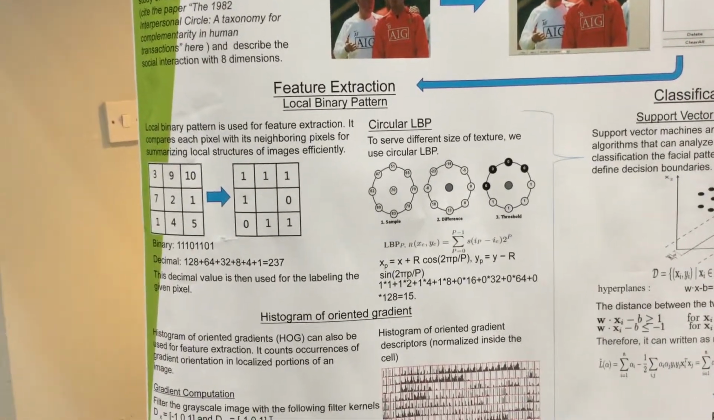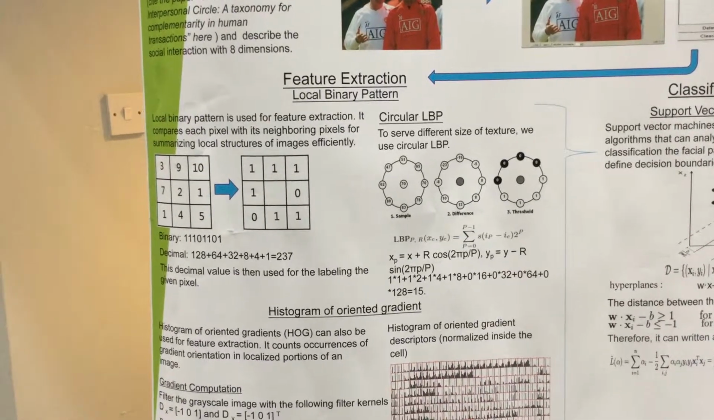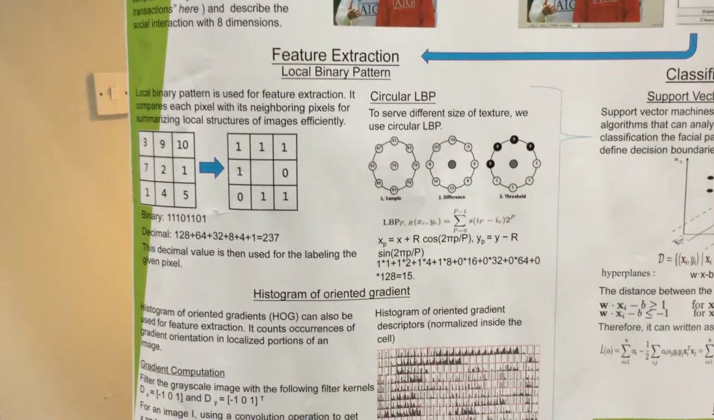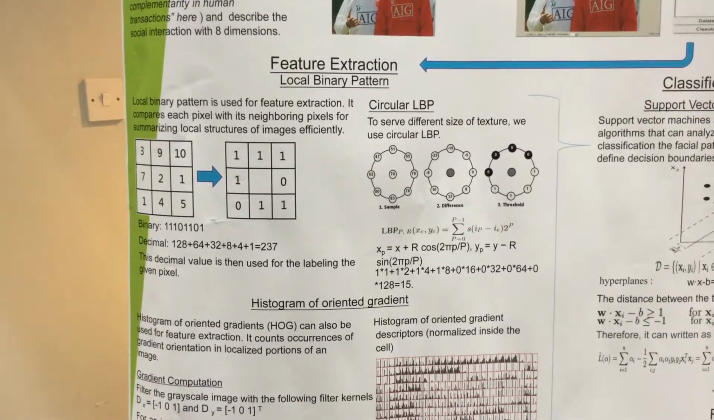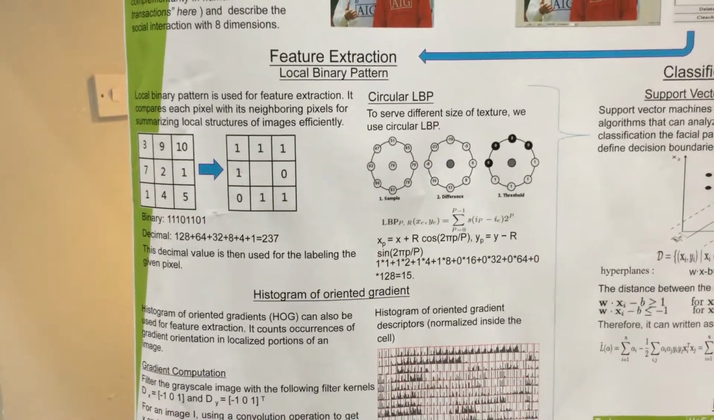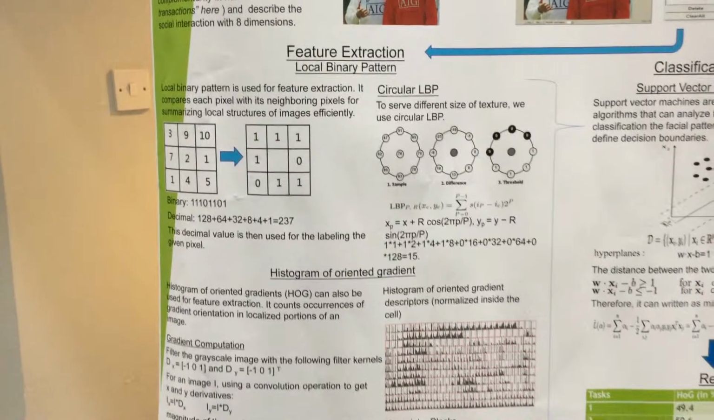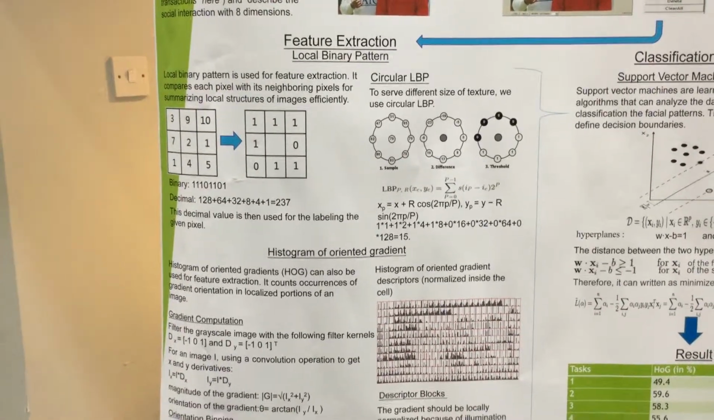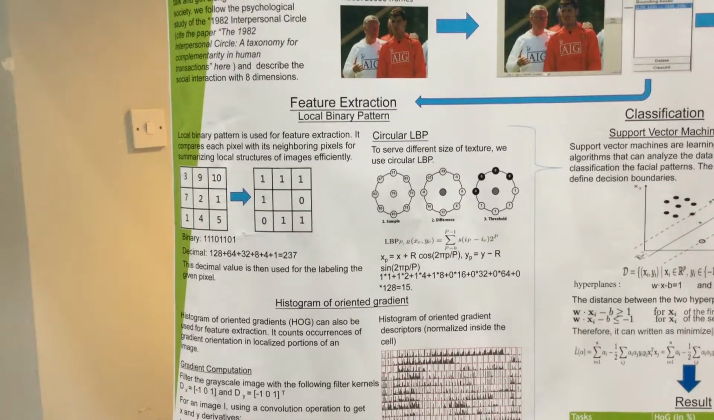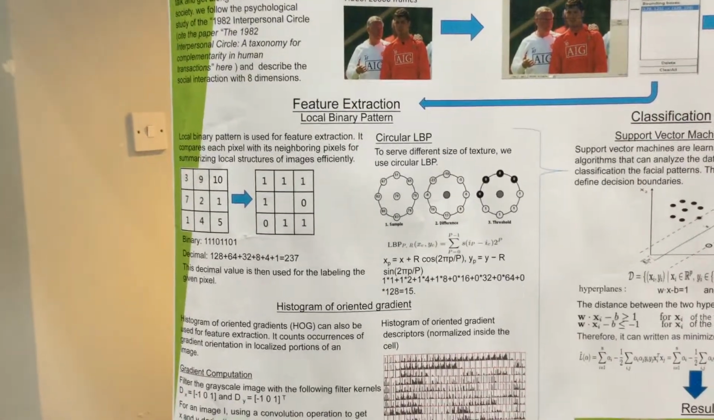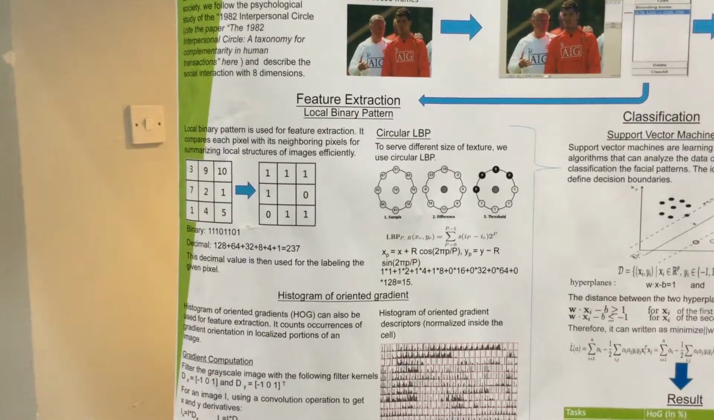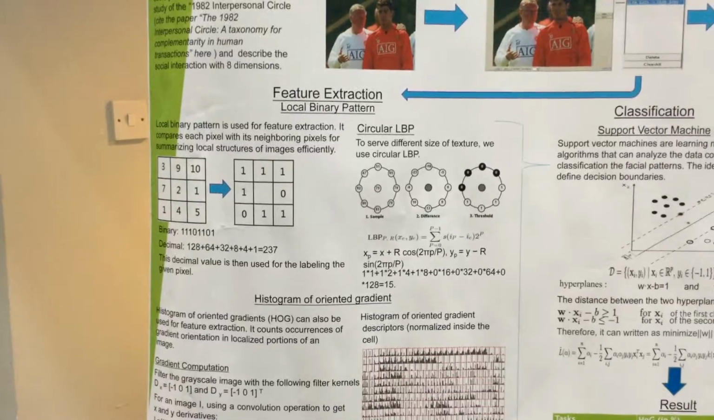Circular LBP is the same idea as the previous one, but it can serve pixels with non-integer coordinates. For these pixels, we use bilinear interpolation with the following 2 formulas, then we get their values and compare them with the central pixel as before. Larger we encode as 1, smaller we encode as 0, then we get the binary number, and then we change it to a decimal number. This is the overview of the LBP.